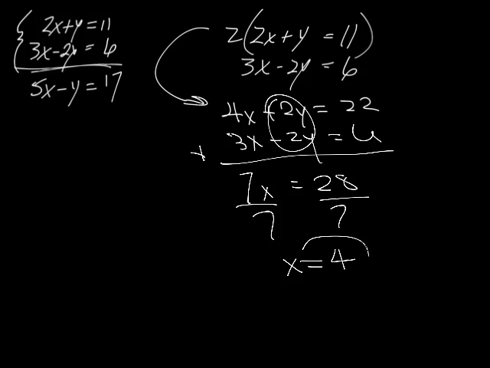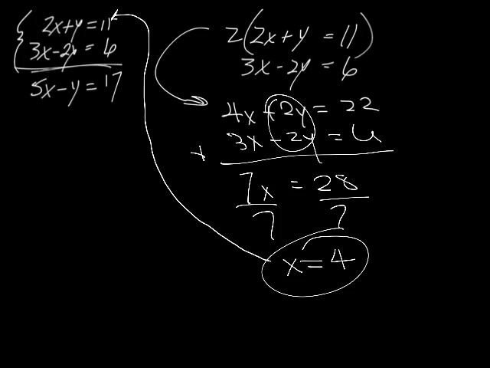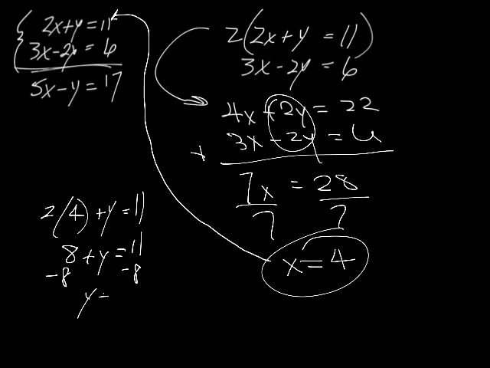So now that I found that my x equals 4, I can take that x equals 4 and plug it into one of these other equations. It doesn't matter which one. I usually pick the easiest one. So 2 times 4 plus y equals 11. So 8 plus y equals 11. Subtract 8, subtract 8. So y equals 3.